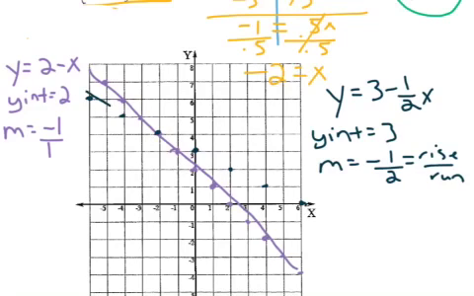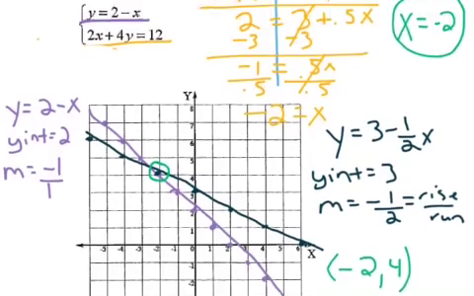If you did this correctly, you would have a line like this, and oh my goodness, here's my point of intersection, which is also my solution. There's one solution here. So my solution would be the ordered pair negative 2, 4. And there is only one solution.